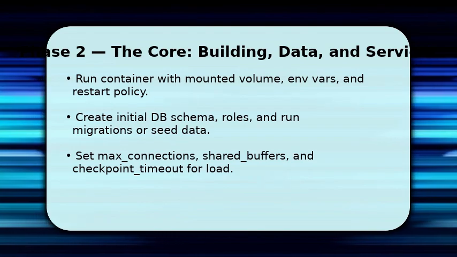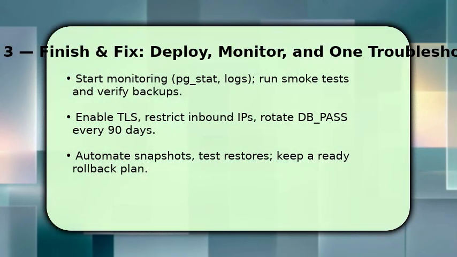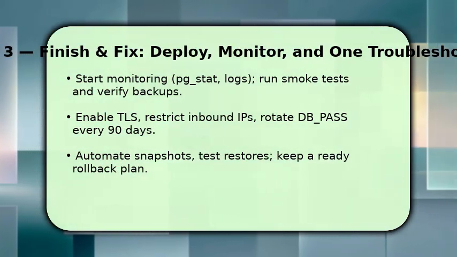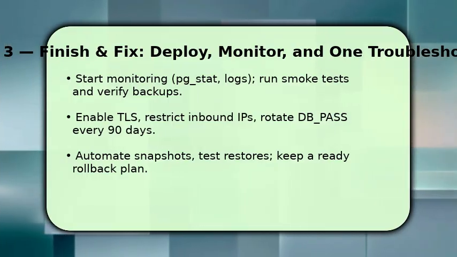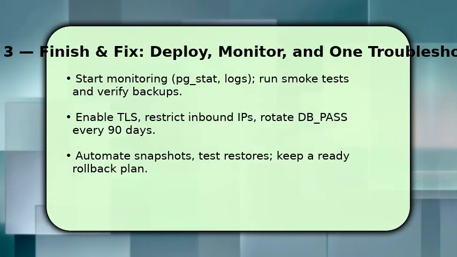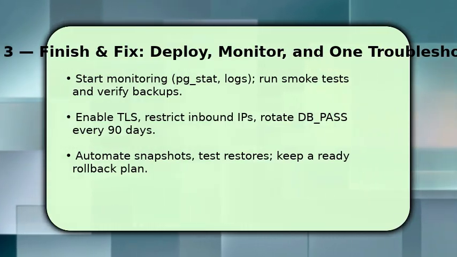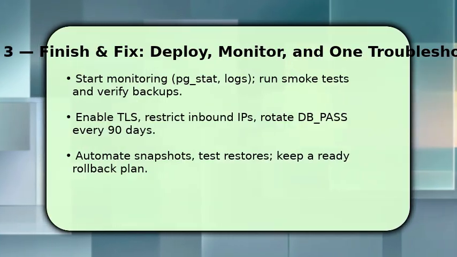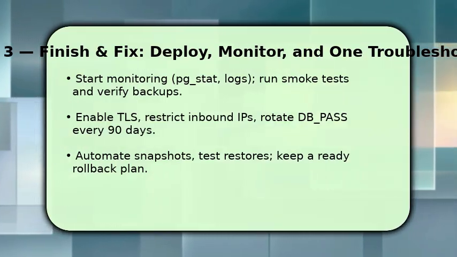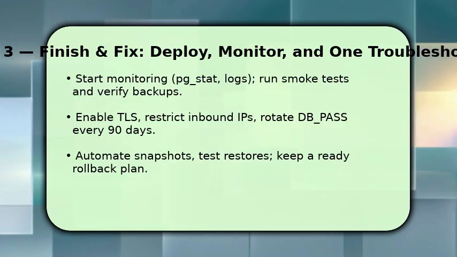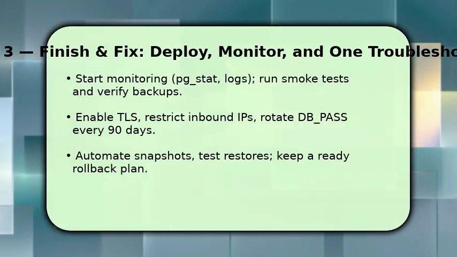You finish by verifying operation and locking down the system. Start monitoring metrics and logs, run smoke tests to confirm read and write paths, and trigger a backup to validate your snapshot process. Make sure TLS is enabled and firewall rules restrict IPs to authorized hosts. Rotate DB pass on a schedule, and enable automated snapshots with periodic test restores.